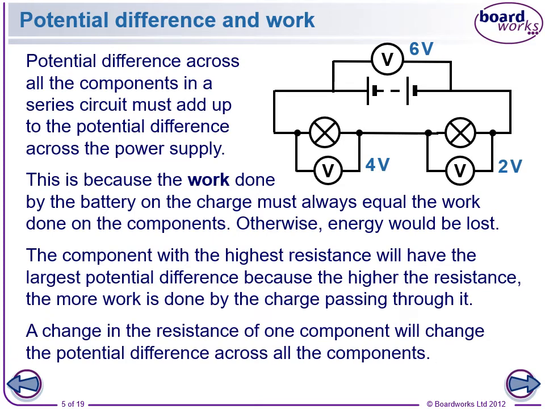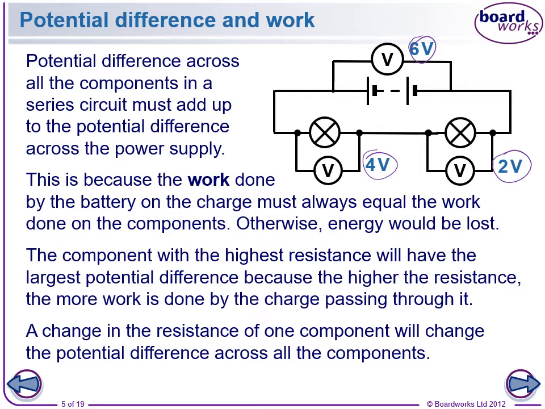So, potential difference and work. Remember, work is just the amount of energy changed. And this is going back to Kirchhoff's loop rule. So we have 6 volts in our battery, and that's exactly what I said in the last slide, completely accidentally. So again, the voltage across each lamp must add up to whatever voltage the battery is supplying.